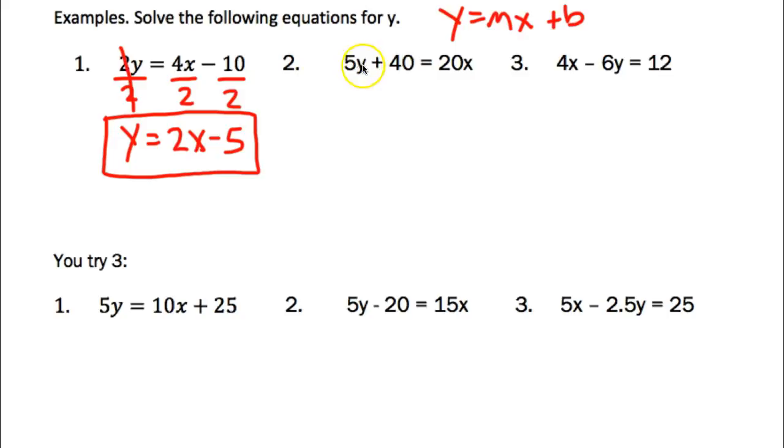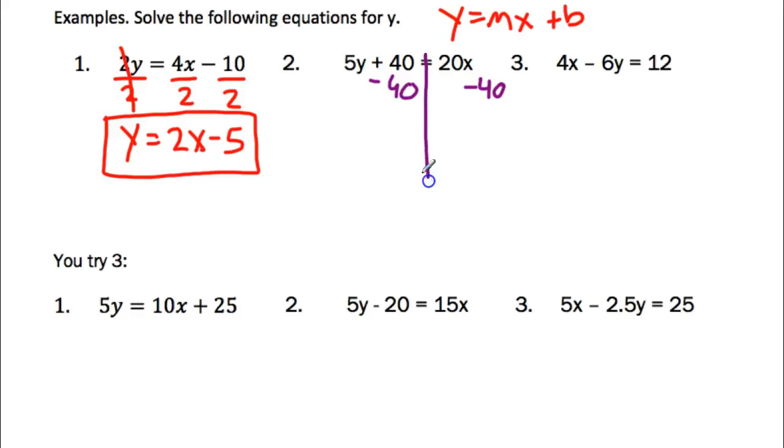So I have 5y over here plus 40 equals 20x. So I want to get y by itself. So to do that, the first thing I should do is get rid of this plus 40. That way y will be by itself on the left side of the equation. So if I have a plus 40 over here, I need to do a minus 40. And then on the 20x over here, I have to do minus 40. This is where a lot of mistakes happen.